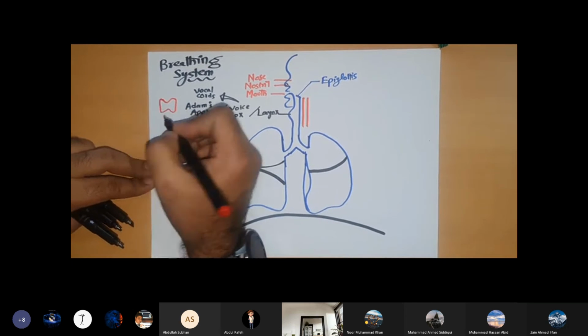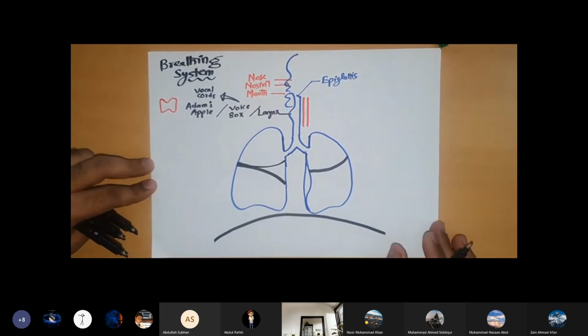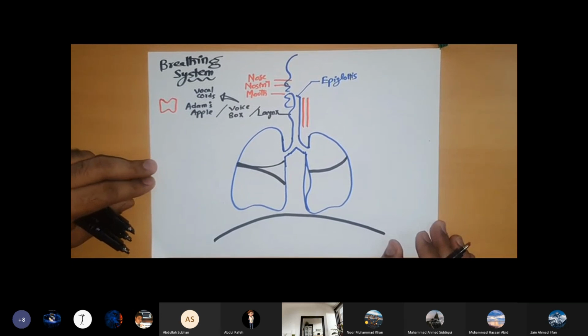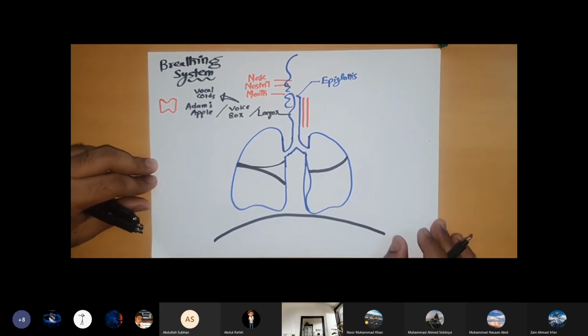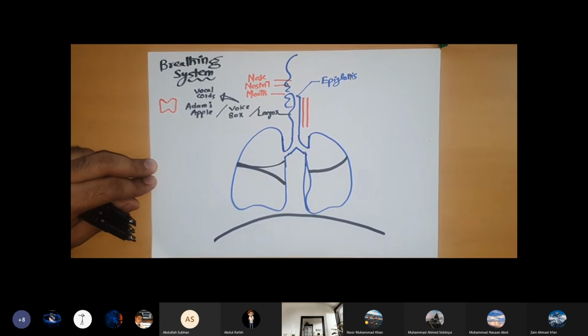So that is why it is called Adam's apple. And the first human being on the face of the earth, Hazrat Adam alayhi salam, he had this Adam's apple or this bone. That is why it is called Adam's apple.